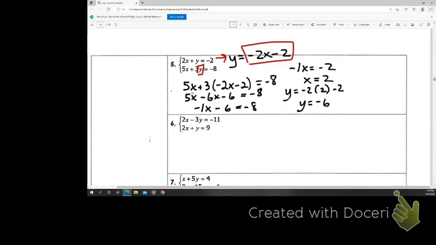Now I went through that quickly, and I hadn't done it ahead, so I'm personally just going to double check myself by using that second equation. So 5 times 2 is 10. 3 times -6 is -18. And yes, 10 minus 18 would be -8.